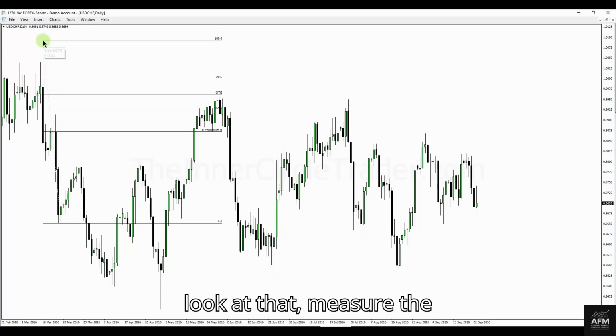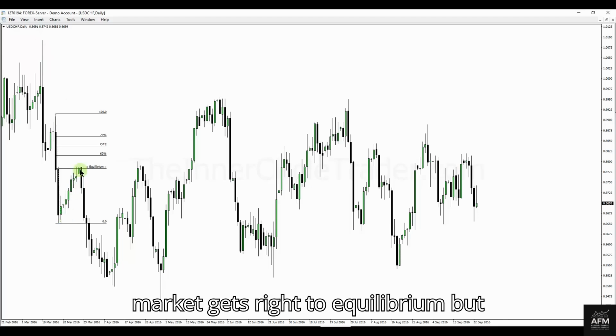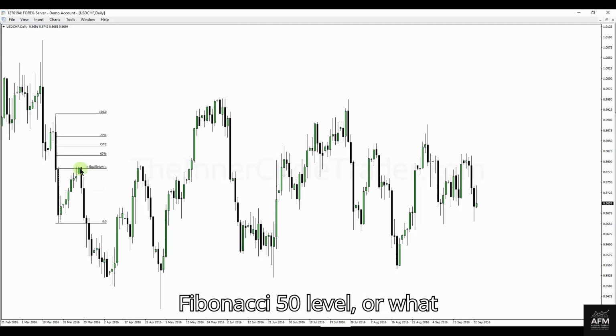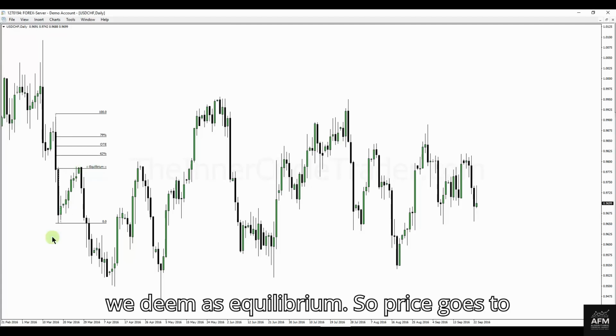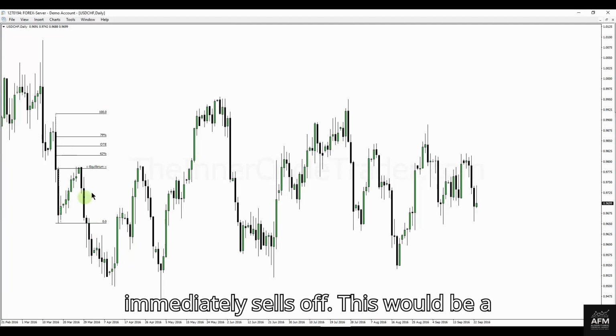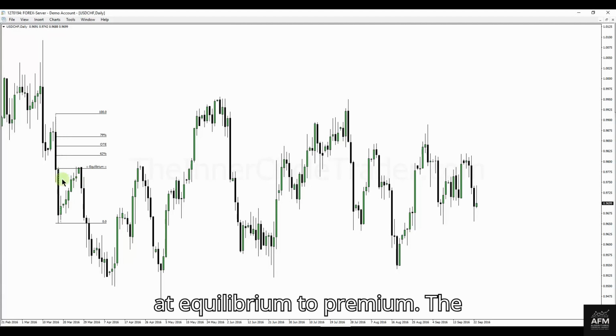Okay, so we could look at that, measure the high to the low, and the market gets right to equilibrium, but does not stay above to go to a premium market. It only goes right to the Fibonacci 50 level, or what we deem as equilibrium. So price goes to an equilibrium price point and then immediately sells off. This would be a missed opportunity in regards of looking at equilibrium to premium.